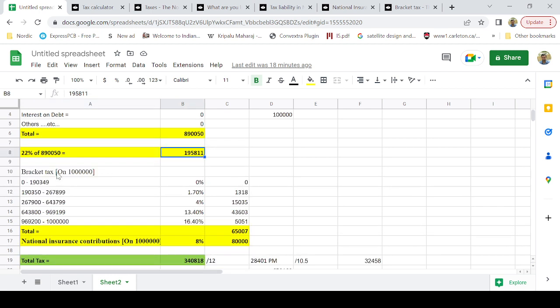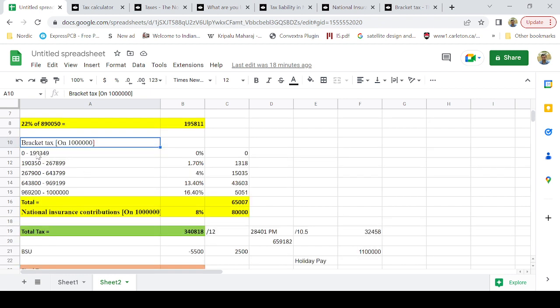Then calculate the bracket tax on 1 million. For 0 to this amount, it will be 0%. From here to here, it is 1.7. From here to here, 4%. From here to here, 13.4, and here to here, 0. If you calculate these slabs, it will come around these values. And then if you add all this, it will come around 65,007 NOK.